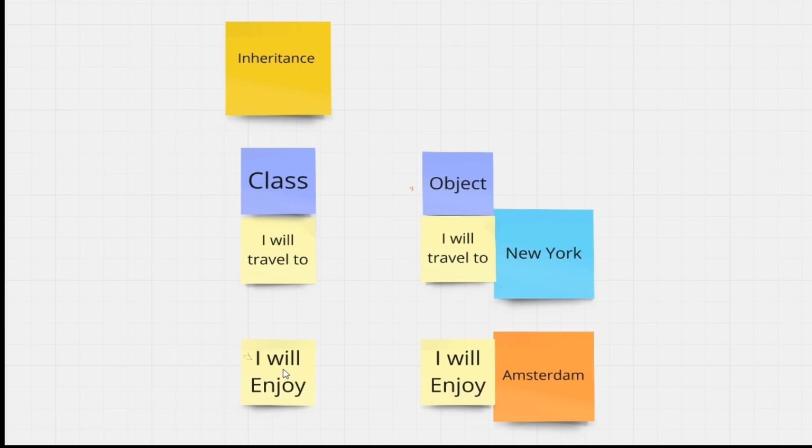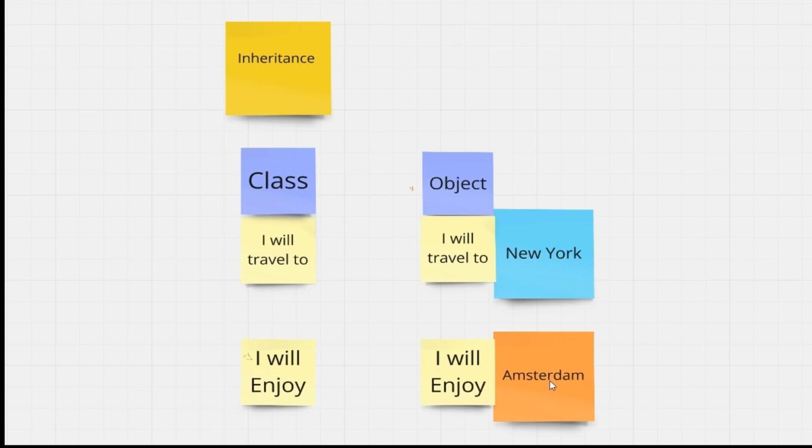I inherited from the first class to the second class the words, variables, functions, methods, commands. And then I create an object with reference to the class, passing the value, receiving the output. Here the destination is an input, the output will be I will travel to New York. Same here in the new class, Amsterdam, I will enjoy Amsterdam.